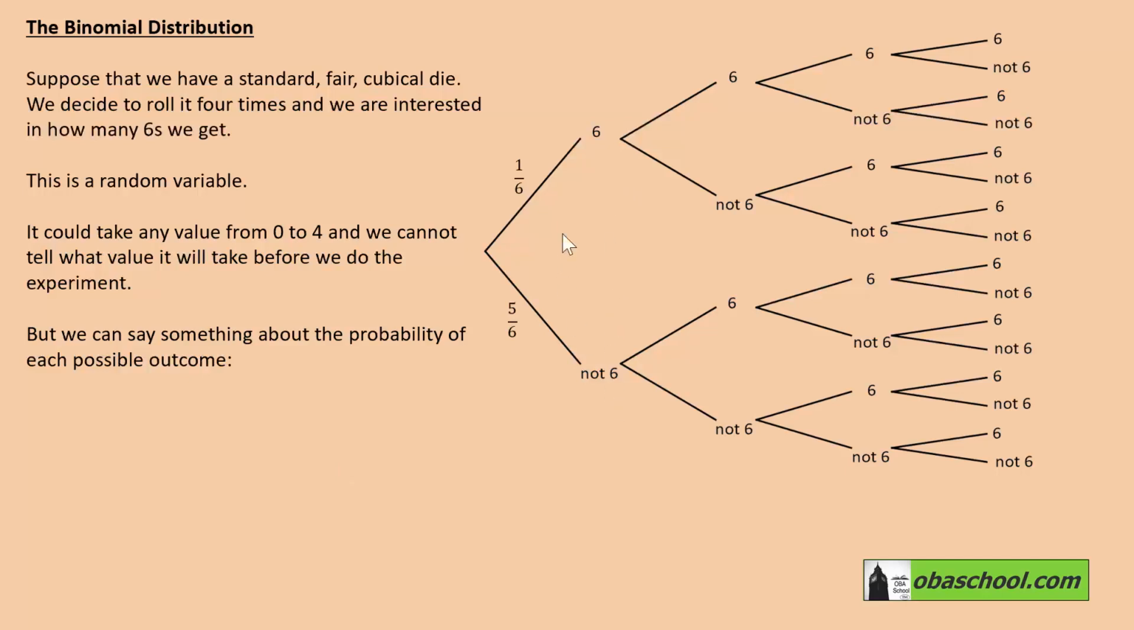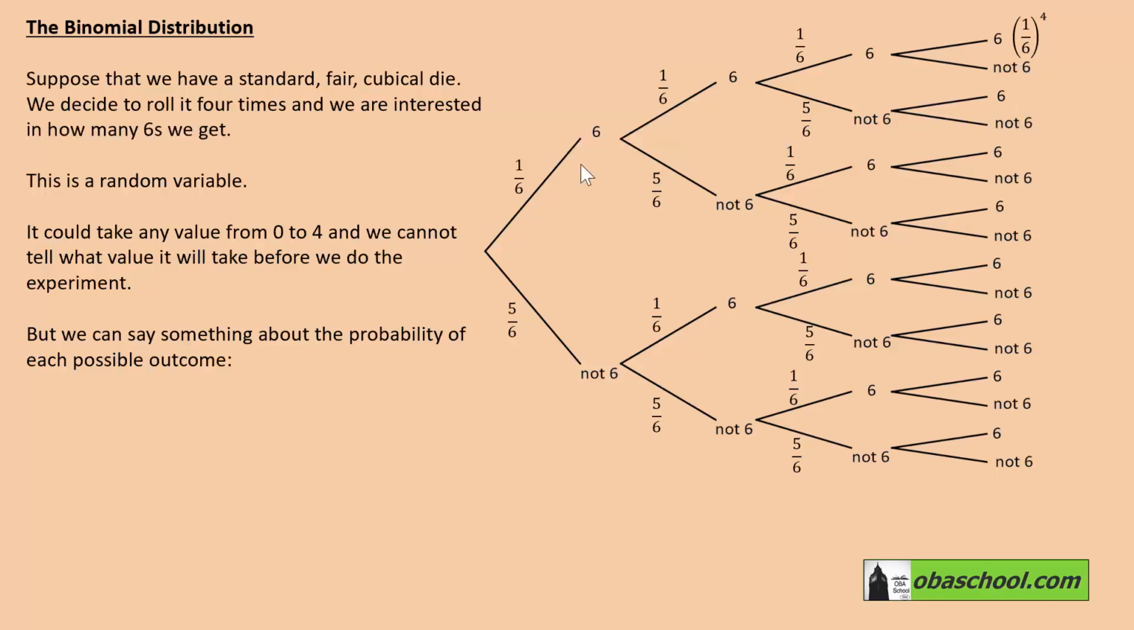So 6 and not 6, if it's a fair die, 1/6 and 5/6. And that's going to be the same on each branch. I didn't worry about putting them on the final branch. So to get all 6s, so 4 6s, that would be 1/6 to the power 4. We just go across this part of our diagram.